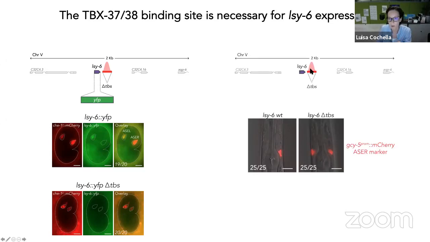We also wanted to look at, instead of looking at a reporter, the actual activity of LAUSE6. And as I told you, LAUSE6 is necessary to introduce this asymmetry between the two ASE neurons.